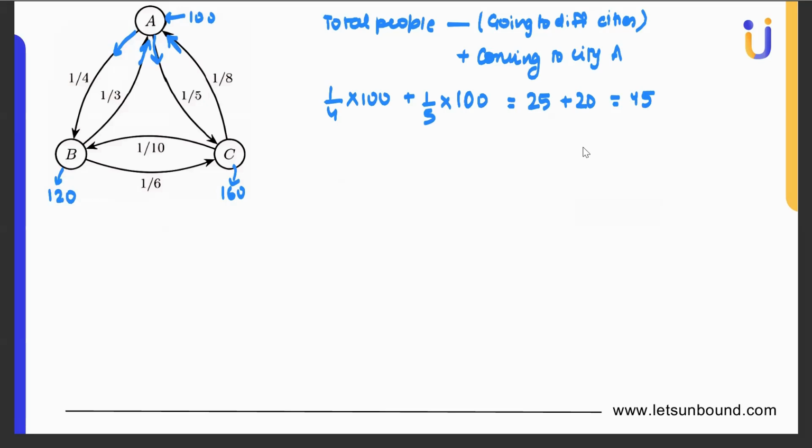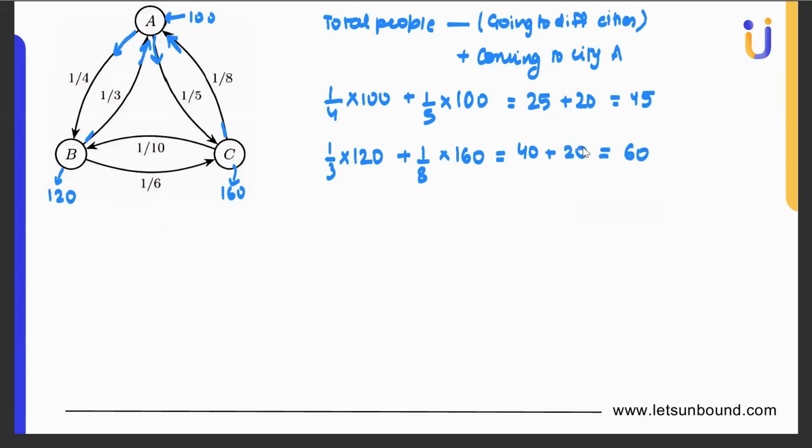Now this is dependent upon B and C because the arrow is coming in from B and the arrow is coming in from C. So 1/3 of city B, which is 120, they are going to work in city A, and 1/8 of 160, they are going to work in city A from C. So 1/3 of 120 will give me 40. 1/8 of 160 will give me 20. This gives me a total of 60.